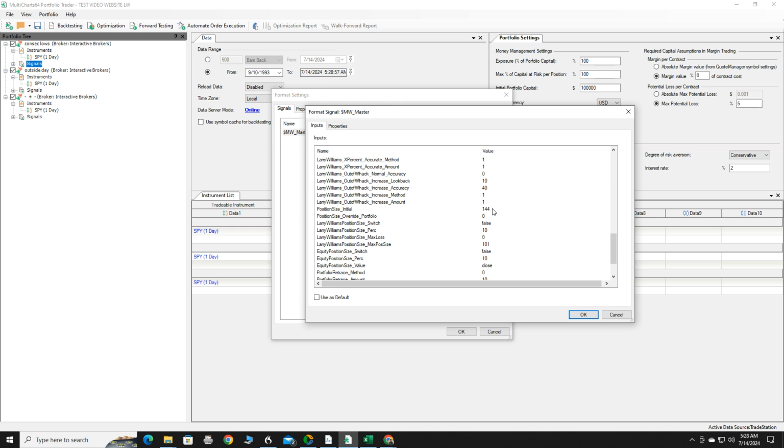Now, there'll be instances where you may want to override what the portfolio is doing. In that particular case, you'll click on Position Size, Override Portfolio. And whatever you put in here will then override what's in the portfolio. But keep in mind, once that is done, some of the money management position sizing methods in the portfolio may not apply. So that's the disadvantage when you override. But keep that in mind.